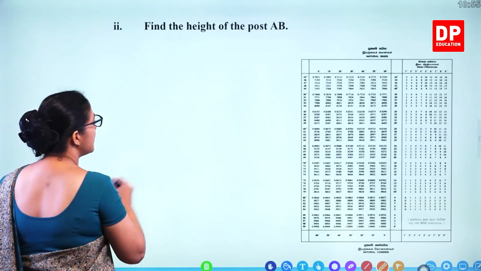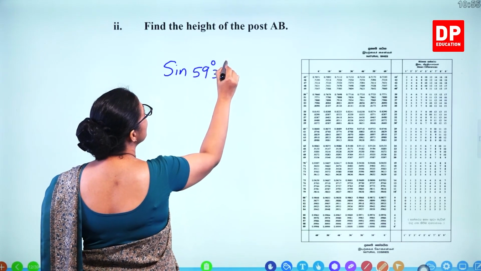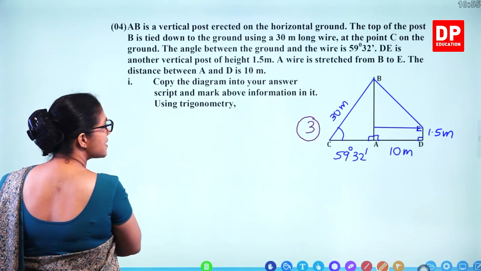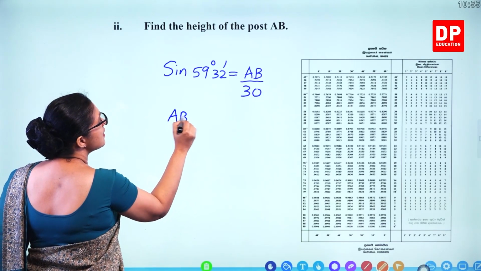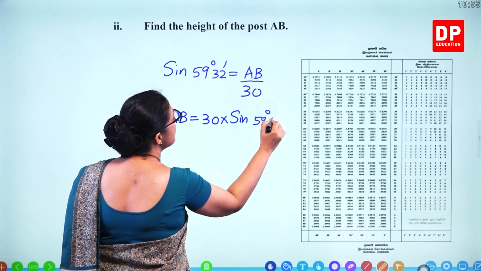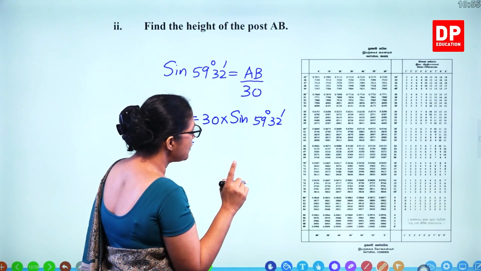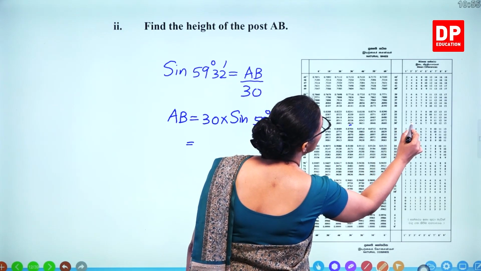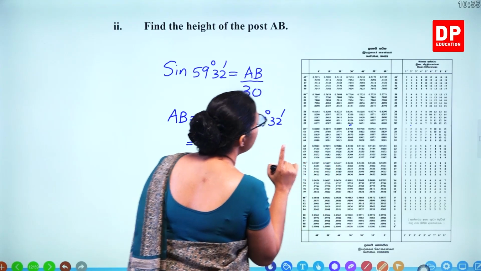Sine 59°32′ is equal to AB over 30 meters. So AB is 30 into sine 59°32′. Now reverse sine tables. 59, 32. 2, that's 3, you have to add. 8619.